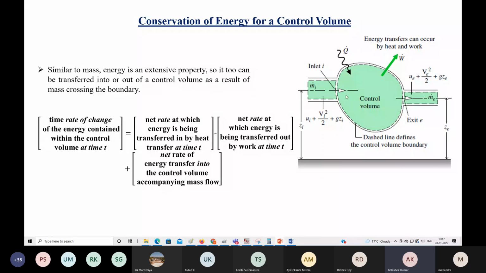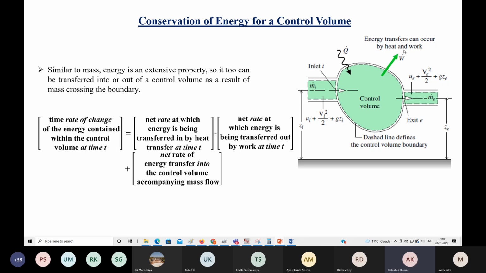Net amount of energy stored in this particular domain is equal to the net rate at which energy is being transferred by heat transfer. Suppose in the case of gas turbine combustion, what is happening over there? Fuel is injected. That is heat addition to the control volume. Yes, so the net rate of heat addition and the net rate at which energy is being transferred out.